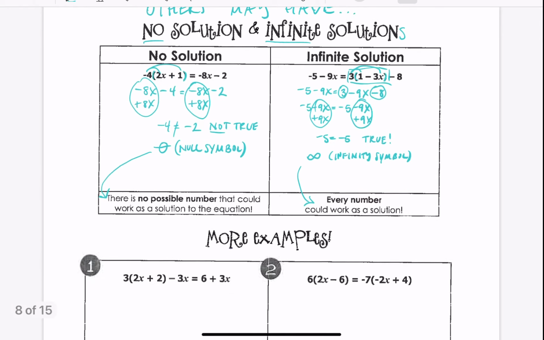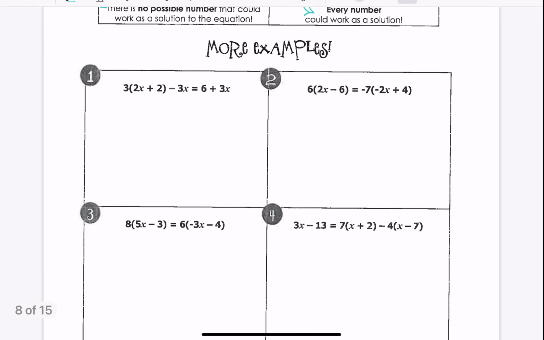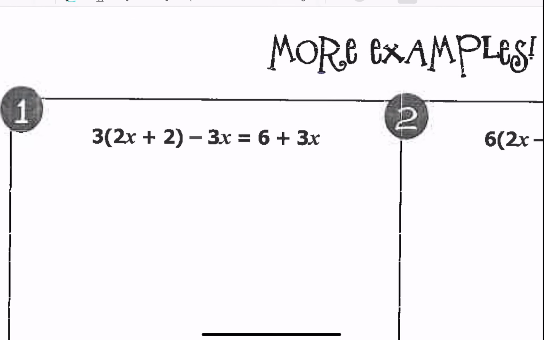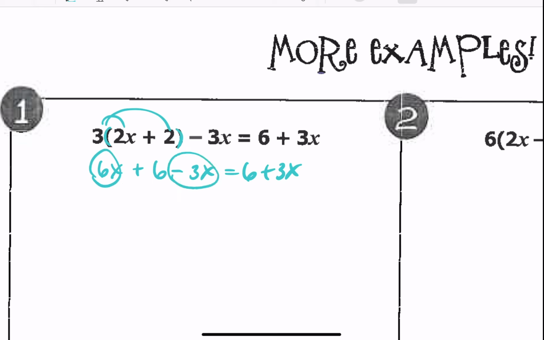So let's go through these 4 examples and see what we get. Let's look at the first one. I have parentheses, so I'm going to do my parentheses, 6x plus 6, and then I'm going to bring down that minus 3x equals 6 plus 3x. Over on the left side, I can combine 6x and minus 3x and get 3x plus 6, and just bring down the right, 6 plus 3x.